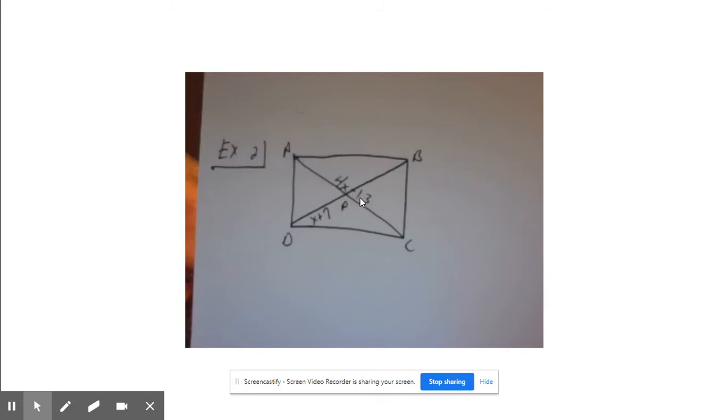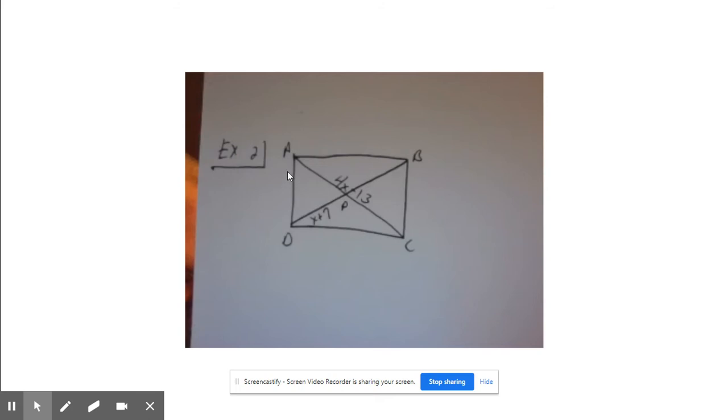AC is 4x minus 13, and DP is x plus 7. Now, when we were talking about parallelograms, the fifth property says that diagonals bisect each other. So these diagonals cut each other exactly in half. So if this part is x plus 7, and this is cut exactly in half, then the other part has to also be x plus 7.